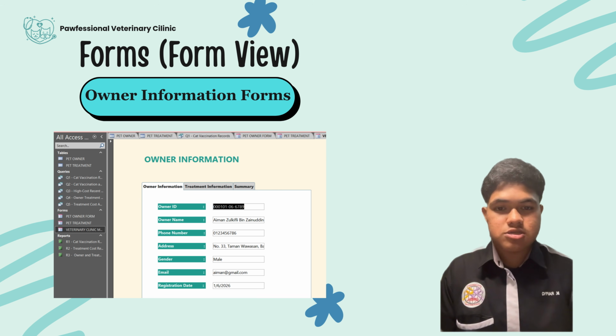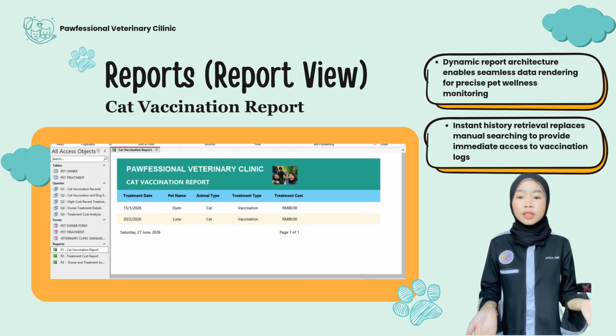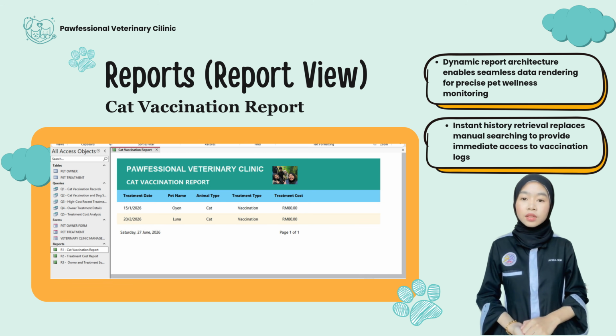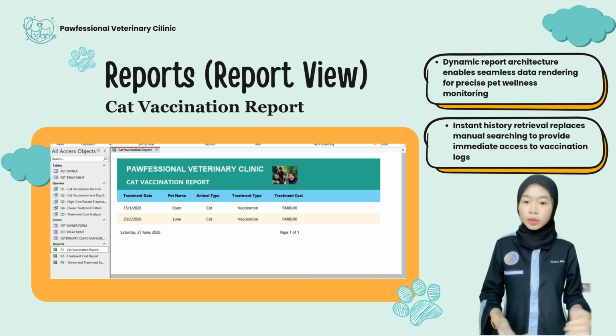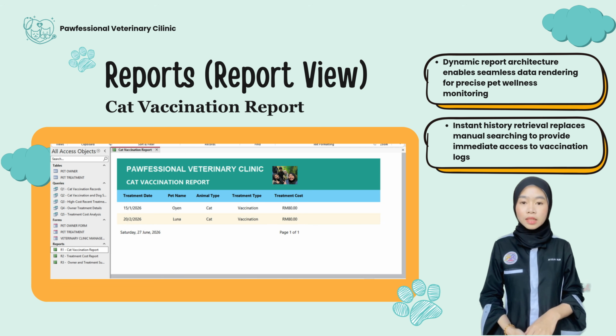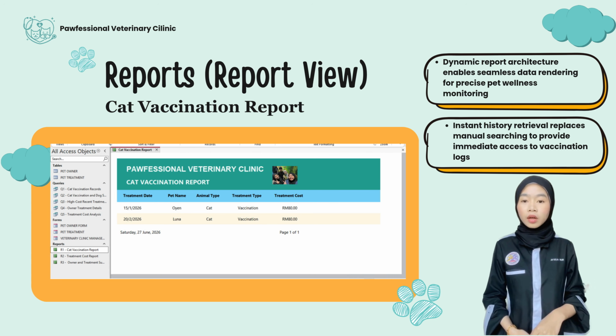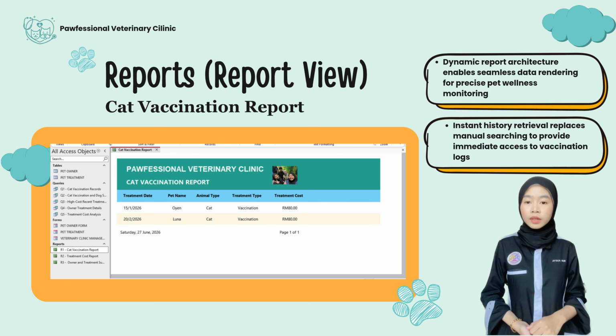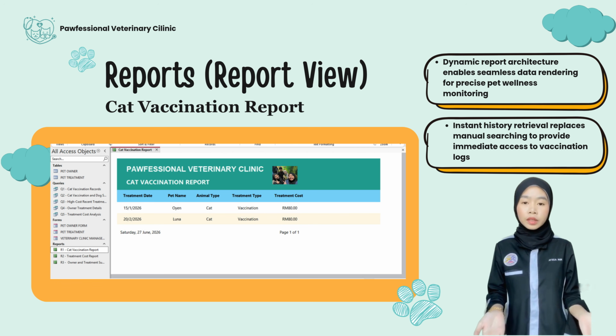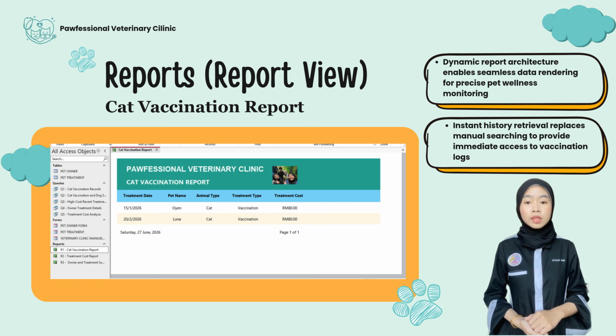experience with Microsoft Access. Moving on to the system implementation, let's look at the structural foundation of our report system. To build a reliable and professional document, we must design a blueprint behind the scenes. As shown on this slide, this is the design view of our primary report named the CAT Vaccination Report. In Microsoft Access, the design view splits the layout into several distinct sections, and we have carefully configured each one to align with business standards.